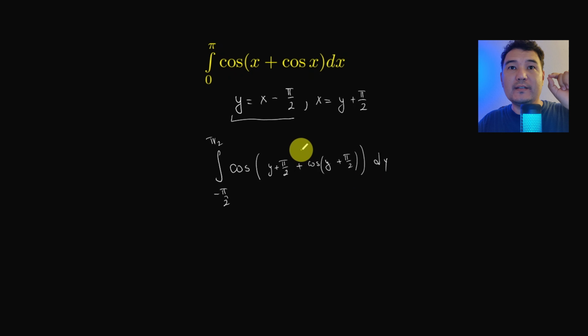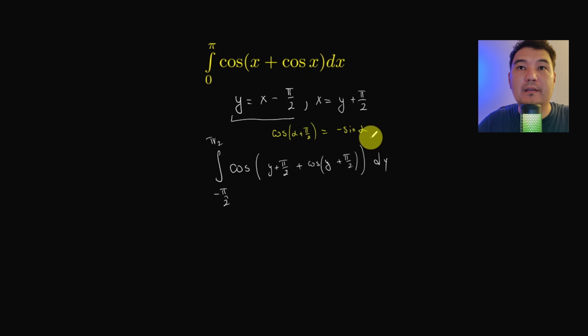At this point, we can use one simple reduction formula of trigonometry. So here's the formula: cosine of alpha plus pi over 2. Any number plus pi over 2 is going to be negative sine alpha, okay? So now using that formula, my expression becomes this one.